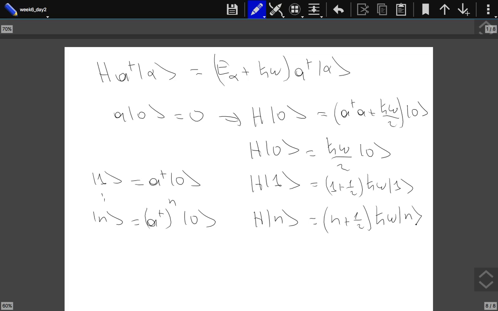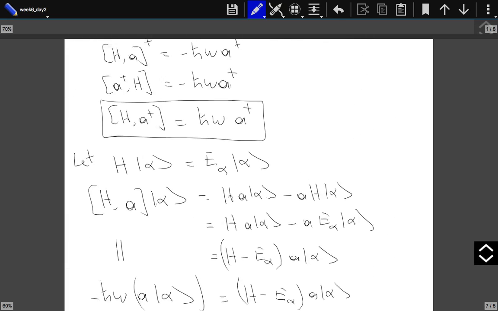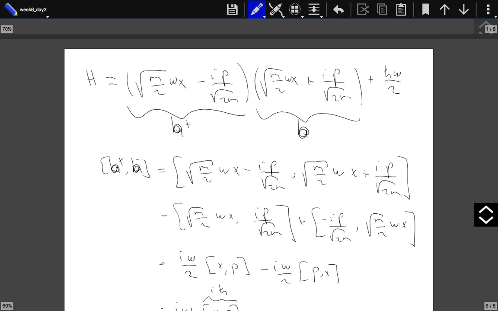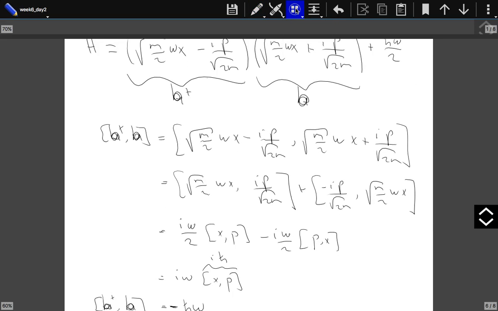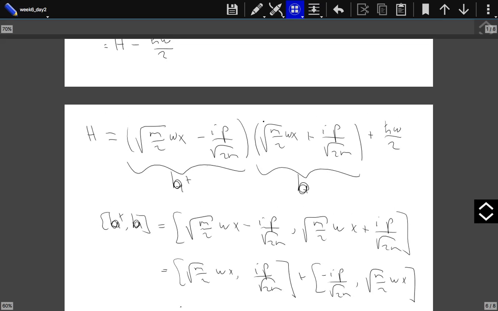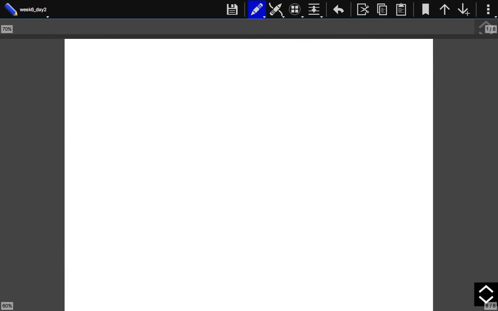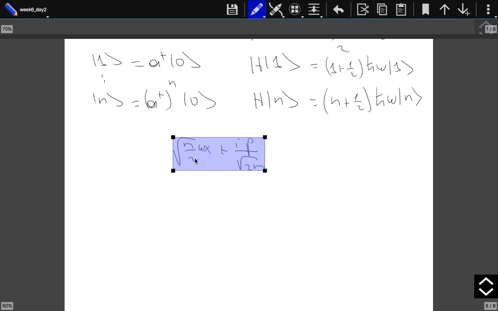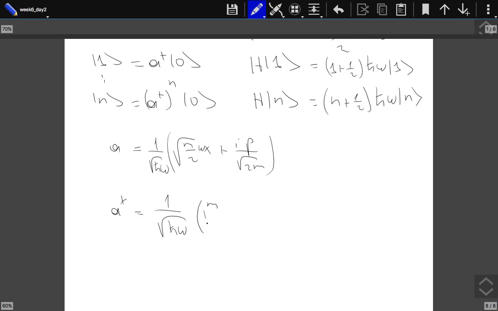Now, what about the expectation values of x and p? Those are the other operators we have. We can also calculate them. You see, here are my operators. This is my b. Divide by 1 over square root of h bar omega. This is my a. And my a dagger is 1 over square root of h bar omega, square root of m over 2 omega x minus i p over square root of 2m.